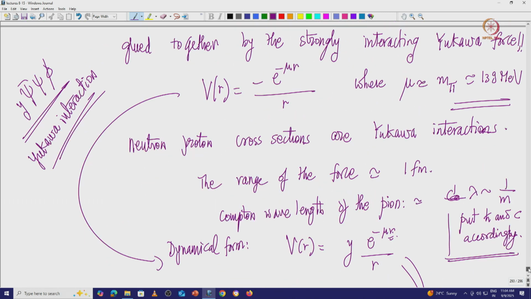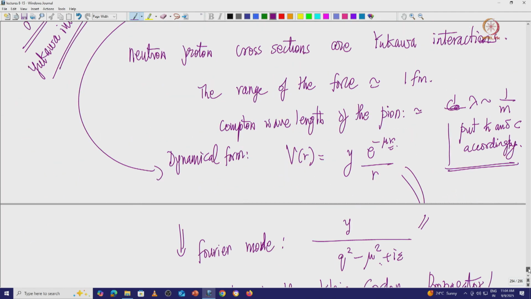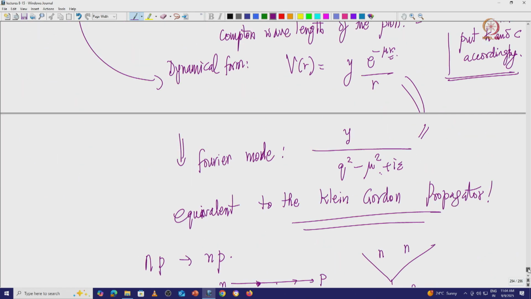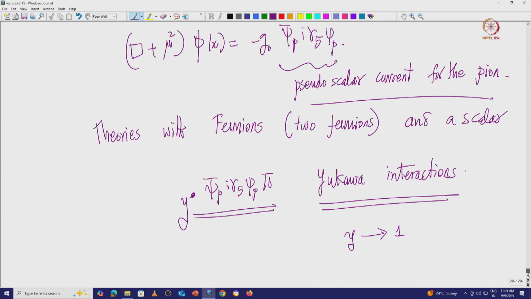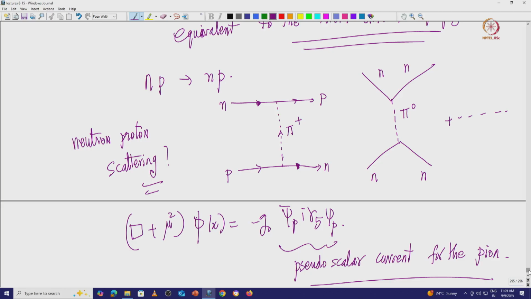Now, if you do this and write down the corresponding Fourier mode, you get the Klein Gordon propagator. So, the potential is generated by the exchange of a scalar field. With this you can write down, for example, neutron proton scattering and so on, proton scattering with a pi 0, and similarly you can think of pi minus with antiprotons and so on.